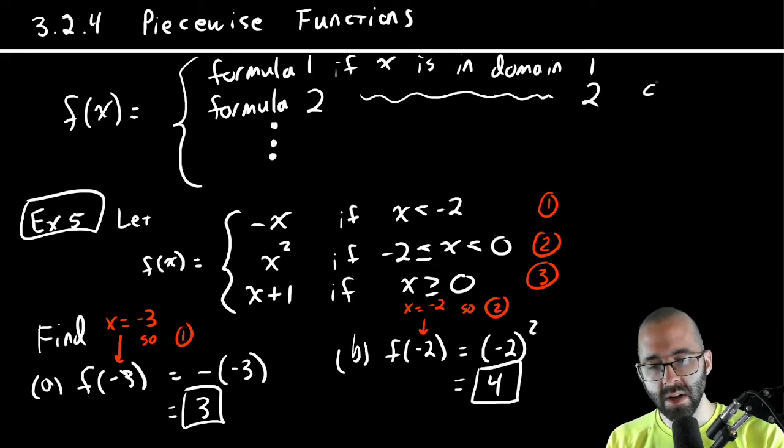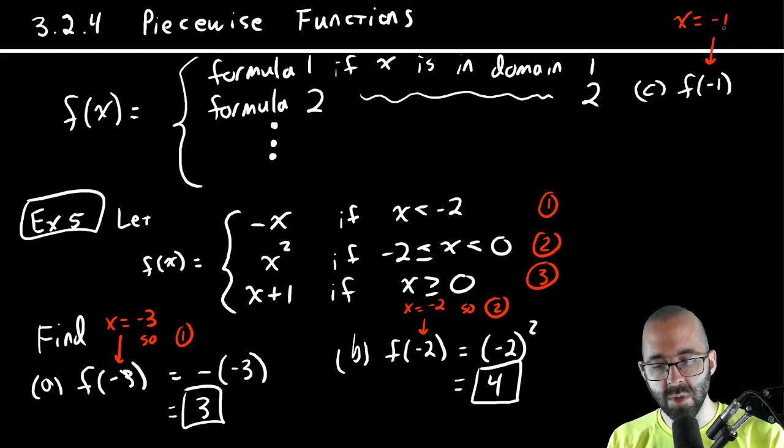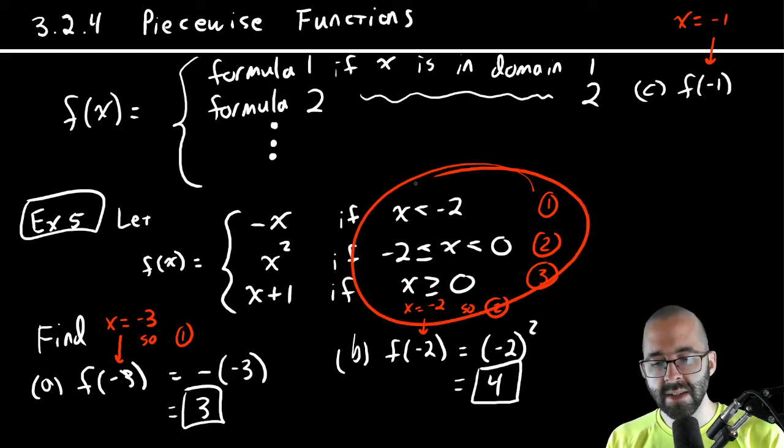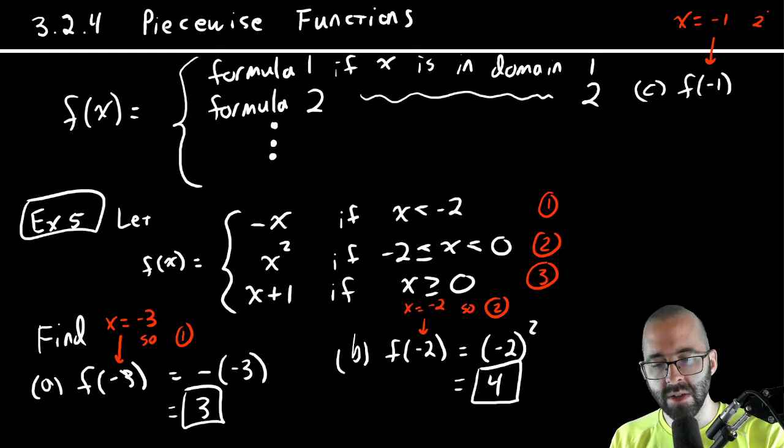Let's do a couple more up here, so it's all on the same page. f of negative 1. Again, what's our x value here? Here, x is negative 1. We have to look at our pieces and say, negative 1 is in which interval? Negative 1 is in this interval. So again, we're going to use the second piece. So plug this into the second piece. And again, it's negative 1 squared. Square negative 1, you get positive 1.